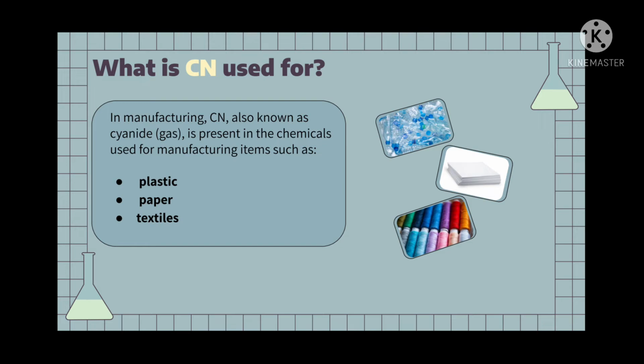Now you might be asking, since cyanide is a gas, how is it used or what are its properties? Since cyanide is a gas and usually gases are unique when applied, in manufacturing, cyanide is used basically by just being present in the chemicals and solutions. This helps produce plastics, paper, and textiles, which are things that we use at least one of every single day.